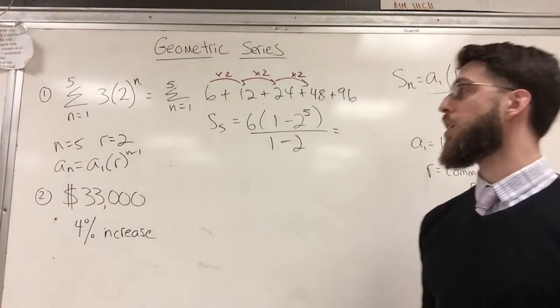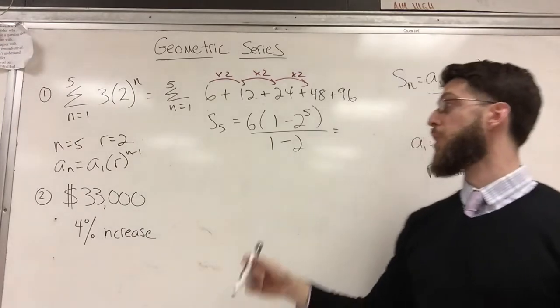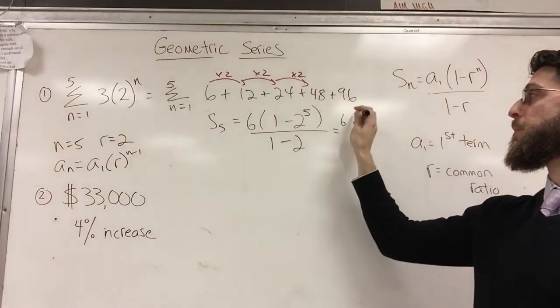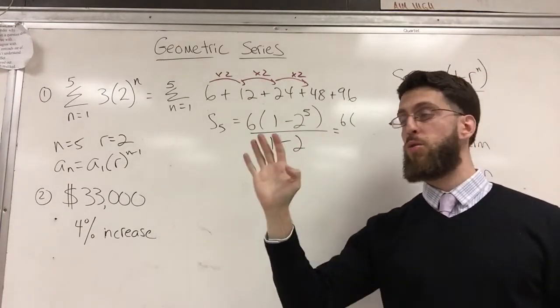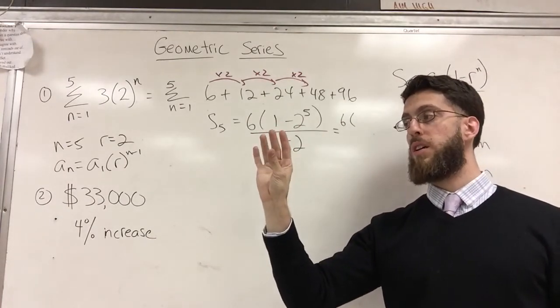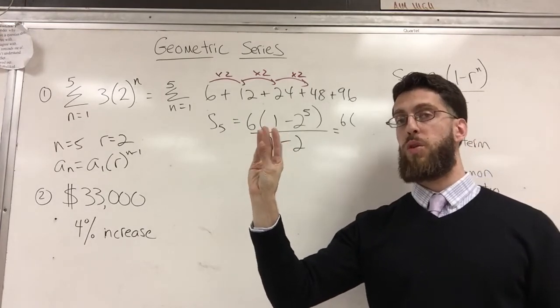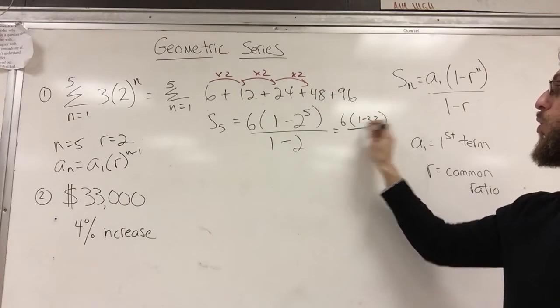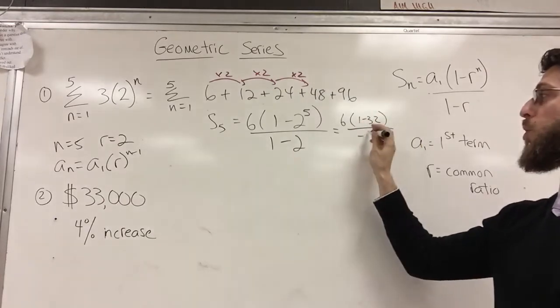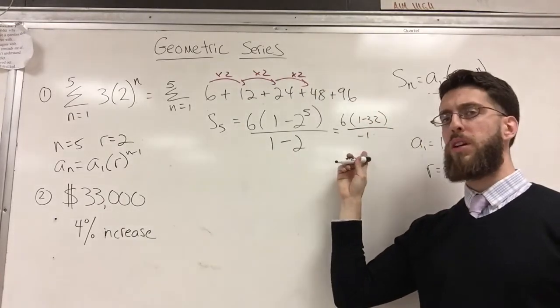So we got lucky enough, we don't even need a calculator because you already know these numbers. 6 times 2 to the 5th we said earlier, but if you forgot, it's 2, 4, 8, 16, 32. 2 to the 5th is 32. So that's 1 minus 32 over 1 minus 2, which is negative 1. I can divide by negative 1. I don't need a calculator.